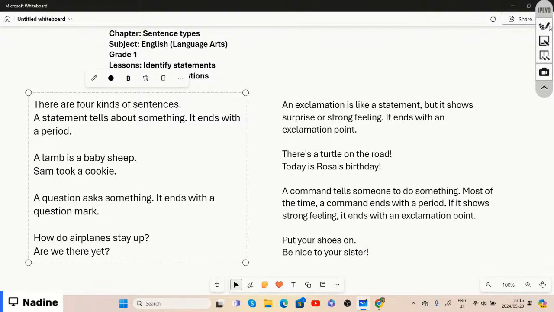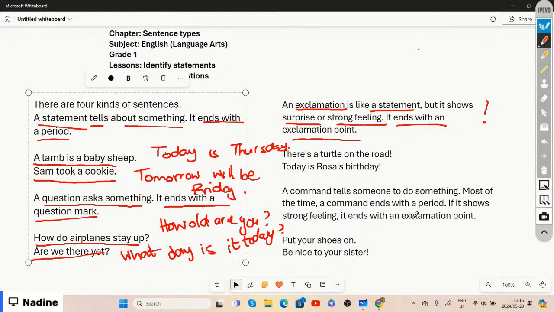All right. And then we have a command sentence. And a command tells someone to do something. It's like the word command. It's like commanding someone to do something, but not necessarily in a commanding way. It's more like you just telling someone to do something or requesting that someone does something. So a command tells someone to do something. Most of the time, a command ends with a period. And if it shows strong feelings, then it ends with an exclamation point.